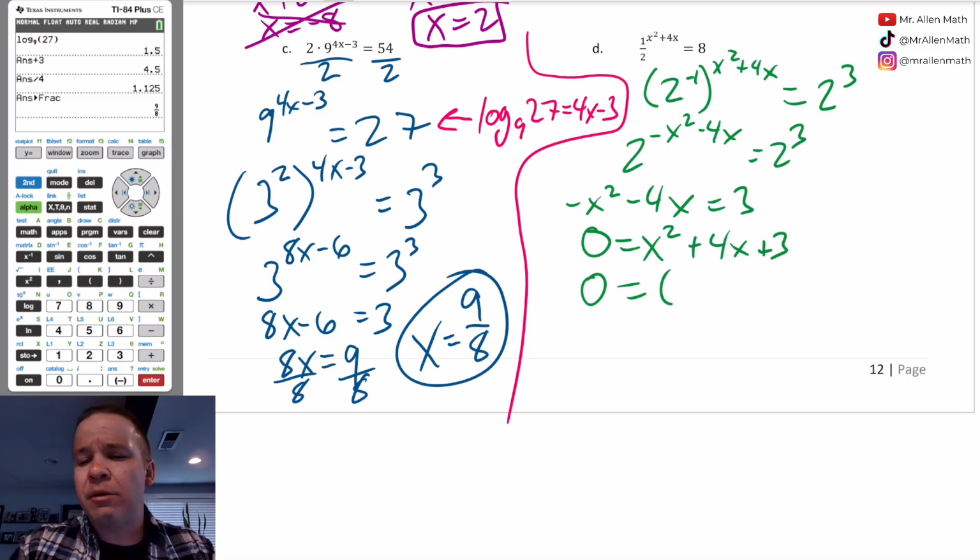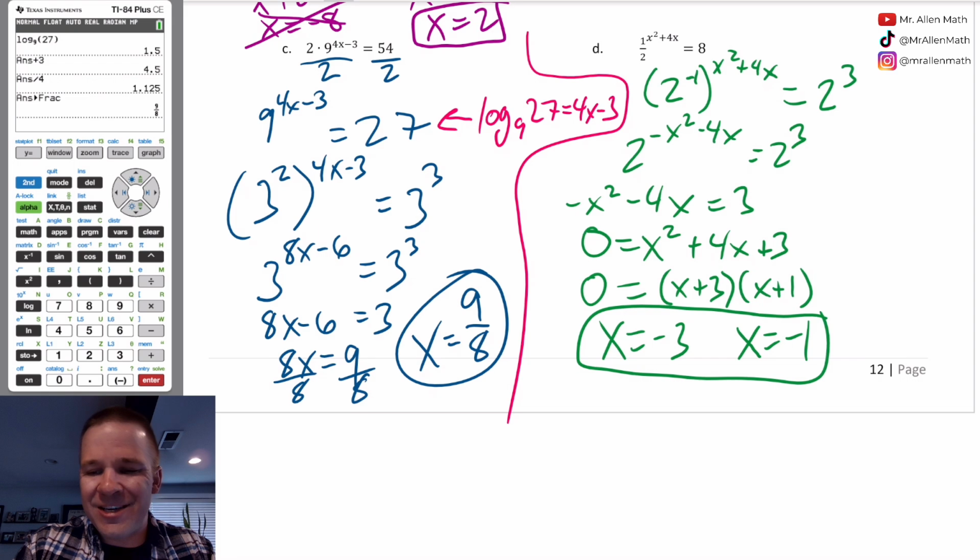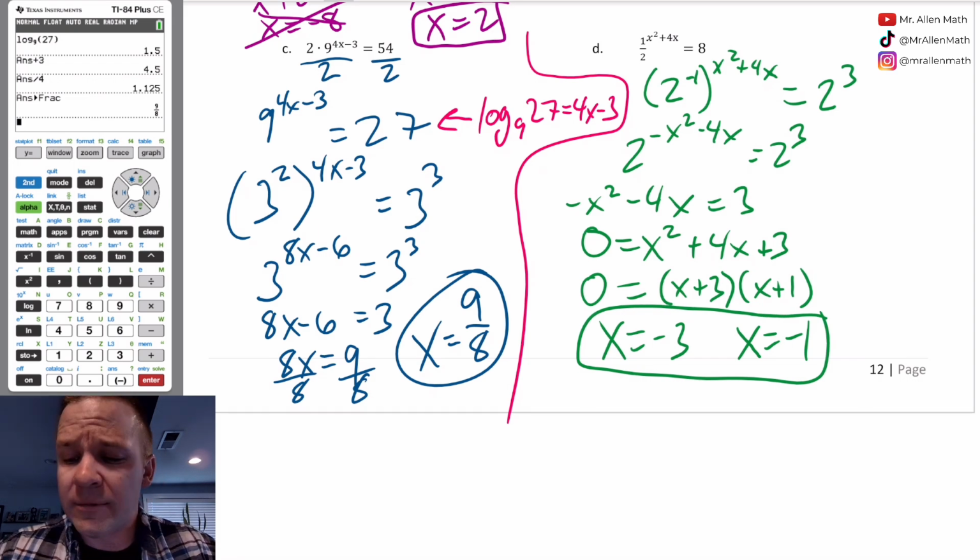All right, what multiplies to 3 adds to 4? That's going to be 3 and 1. So x plus 3, and we have x plus 1. So I'm going to get x equals negative 3 and x equals negative 1. I didn't feel like writing them out equal to 0. I decided to just skip a step because I'm crazy like that. All right, I've said that a lot.